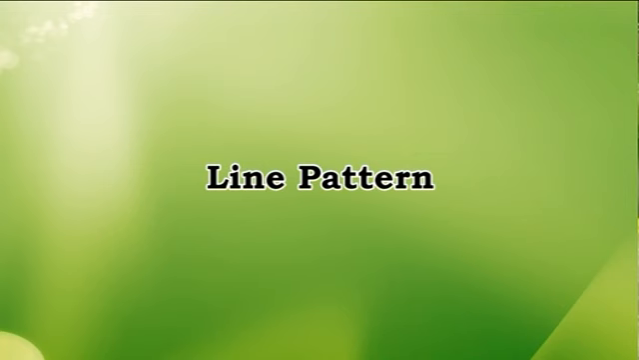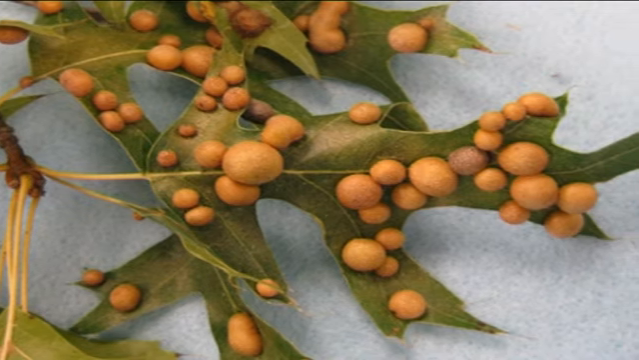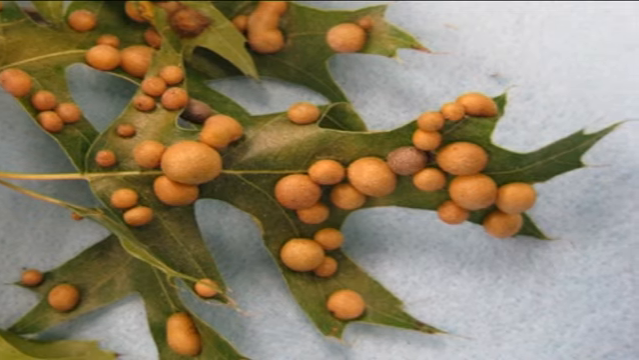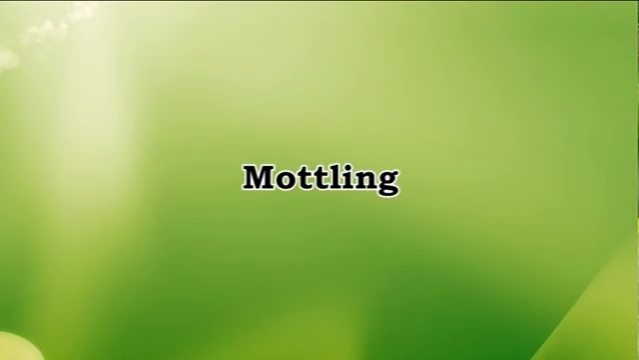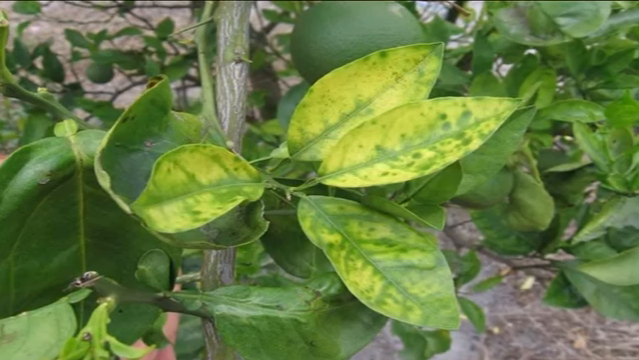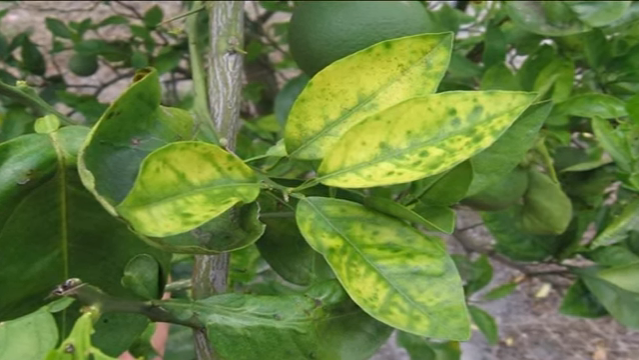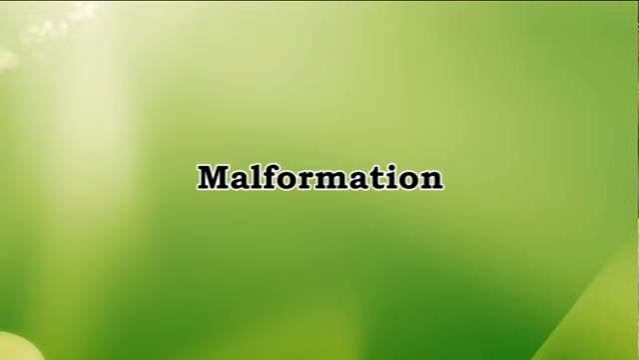The next is line pattern. Under this, we have oak leaf pattern or OLP, for example, apple oak leaf. Systemic rings, AMV on tobacco. The next is mottling. If the discolored patches of variegated leaves are rounded, the variegation is usually designated as mottling.